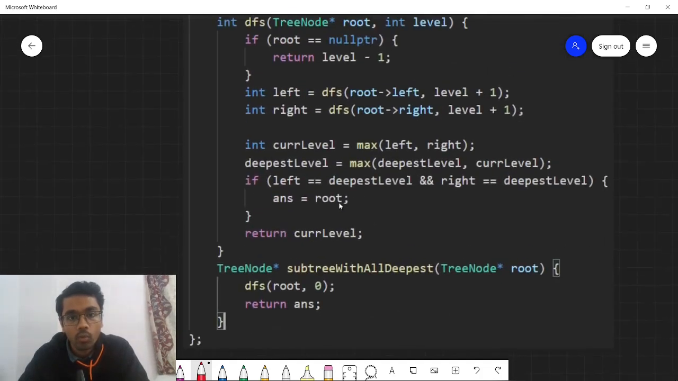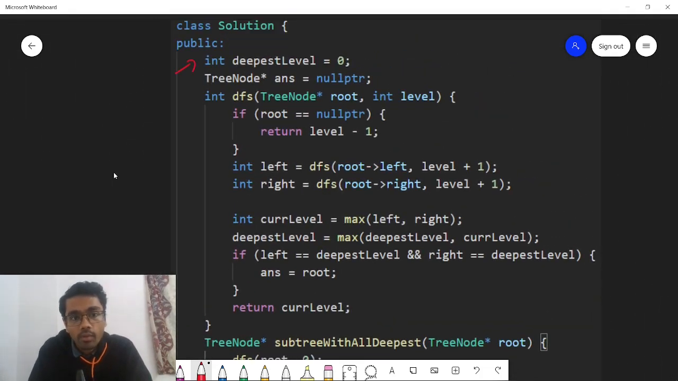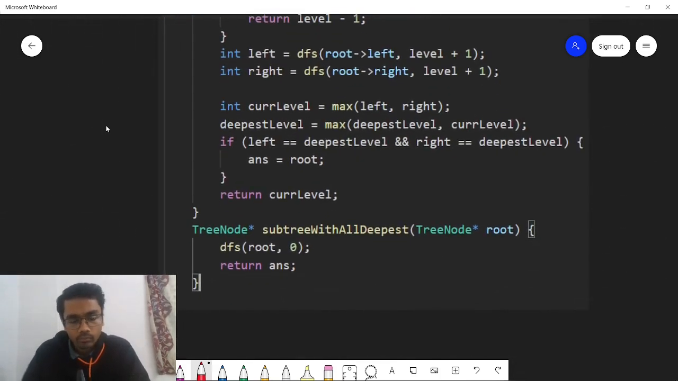So let us see the code now. So this is the code. First of all, I have declared two global variables. One is the deepest level initialized to 0 and the other is the answer initialized to a null pointer. This answer will contain the node which follows both of the left and right conditions that we have seen in the drawing explanation part. Now we'll be running the DFS from the root node with the current level as 0. And after the DFS, whatever node we get, we'll just return that particular node.